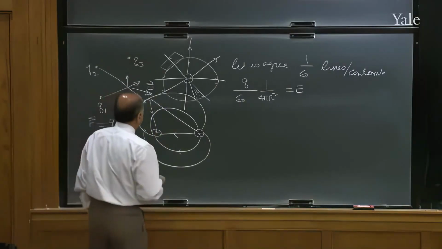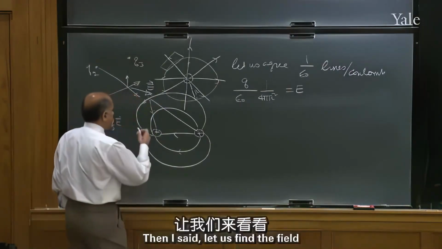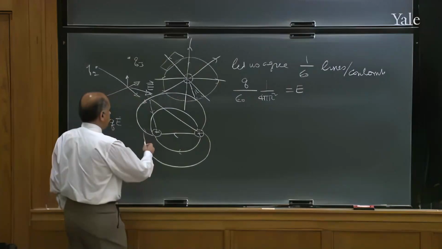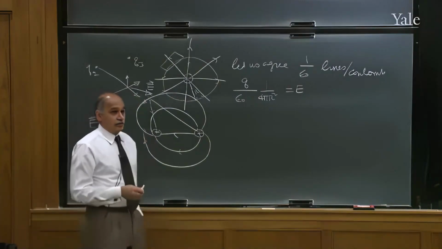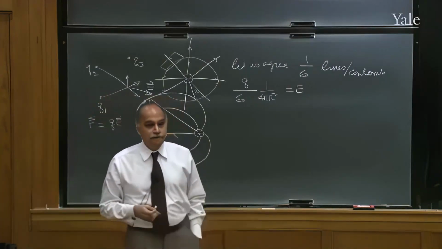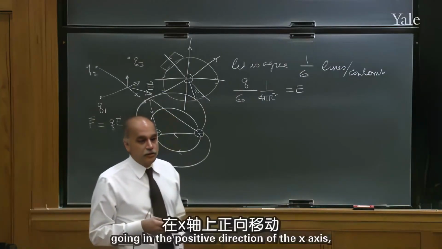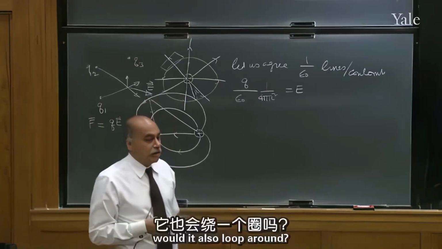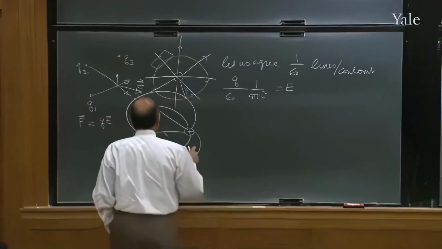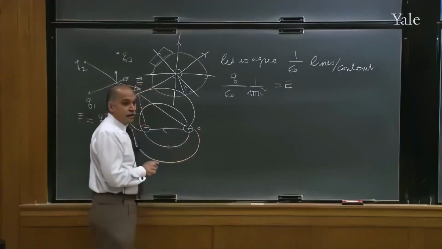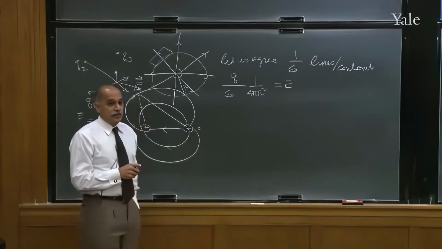All right. Then I said, let us find the field in an analytic expression due to the dipole. Yep? Quick question about the dipole. If you put a test particle going in the positive direction on the x-axis, would it also loop around? No. She's got a good point. If you put somebody here, it will never loop around. Can you see why?